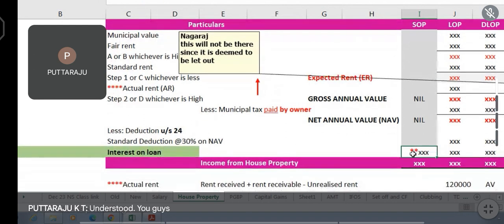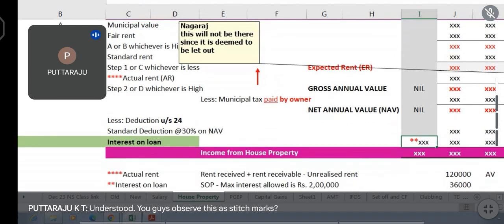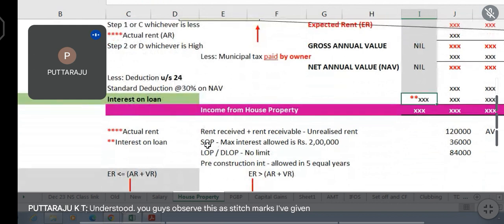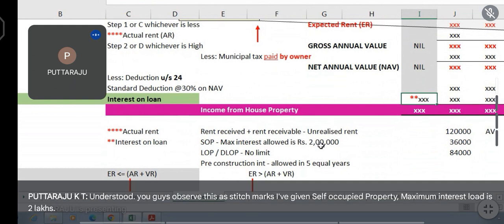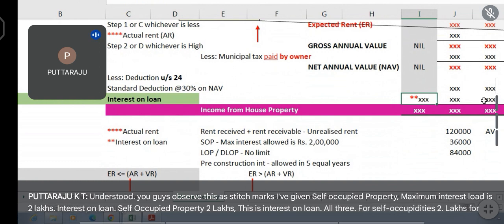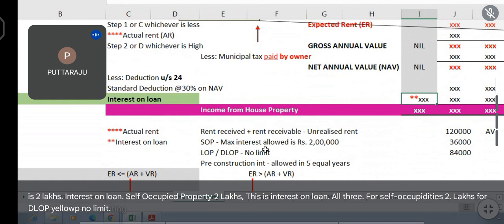Understood? You guys observe these asterisk marks I have given. Self-occupied property, maximum interest allowed is 2 lakhs. This is interest on loan, all three. For self-occupied it is 2 lakhs. For DLOP, LOP, no limit. Understanding right? Yes, sir. Okay.